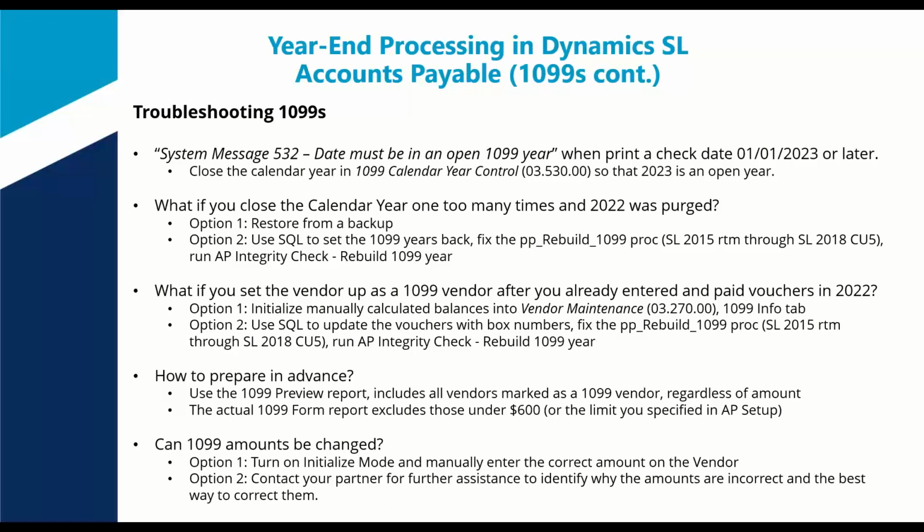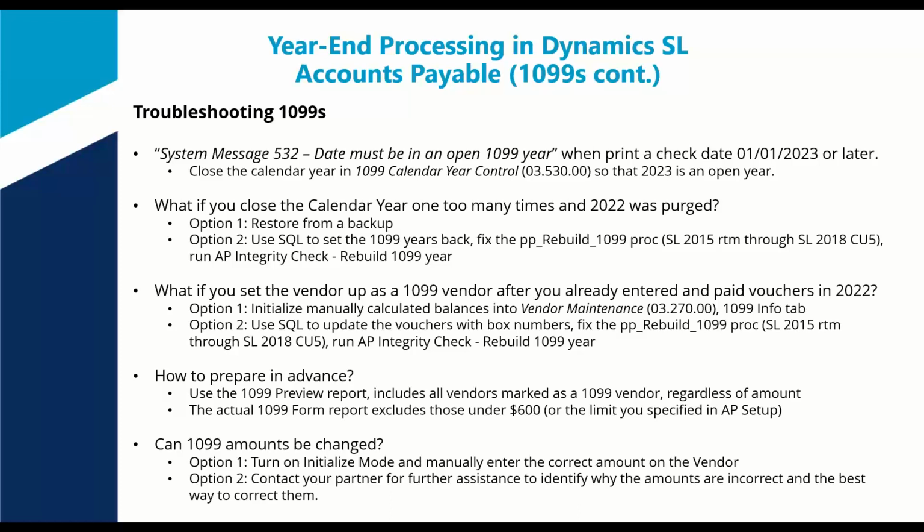Or you can use SQL to go back to those vouchers and update those vouchers with the box numbers, and basically run the rebuild 1099 year in the AP integrity check to calculate those totals for you. So remember that 1099s and W-2s actually also are based on the check date. So it doesn't actually matter which period or which date the voucher or the invoice was entered for. It's when did you pay that? So what check date did you pay that voucher in?